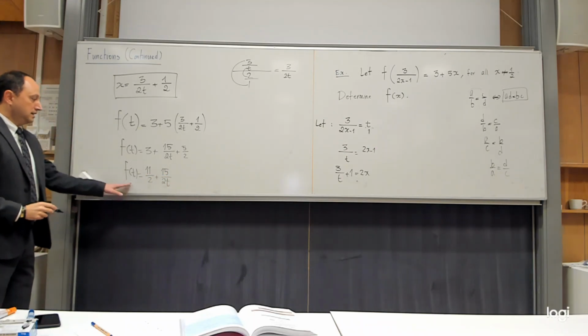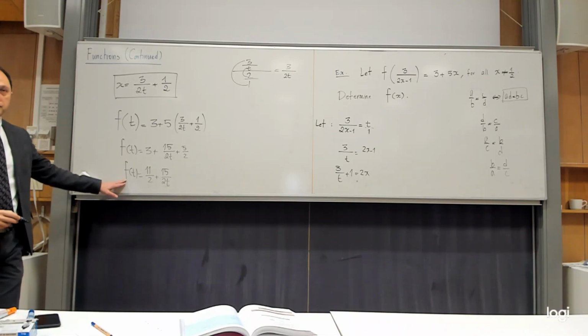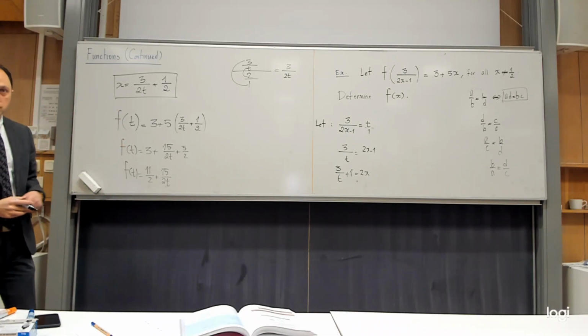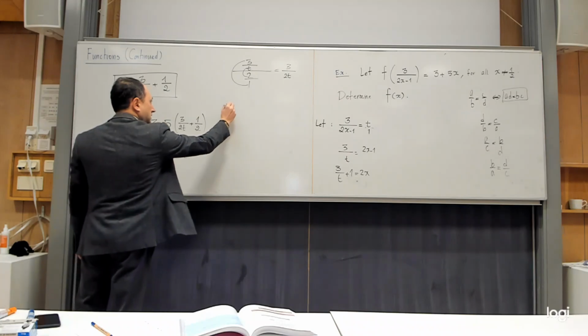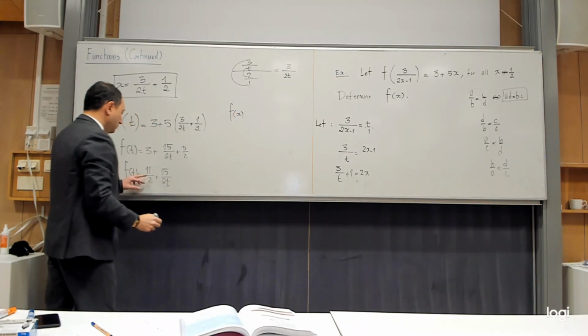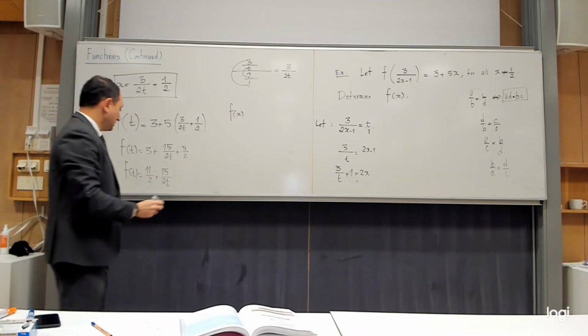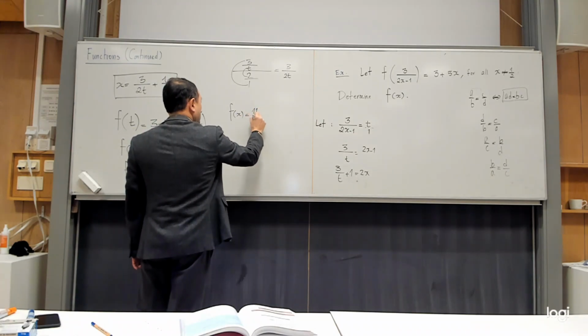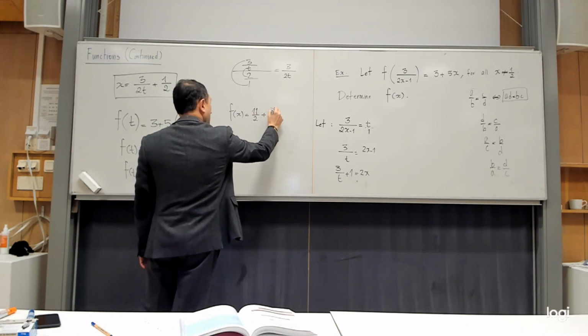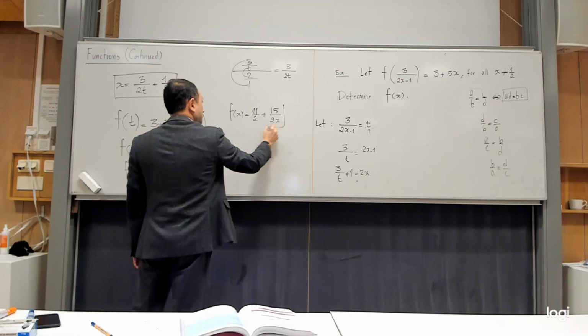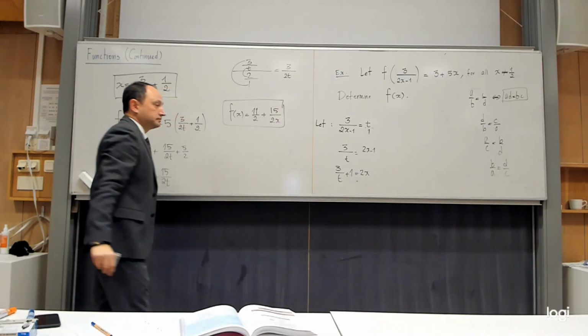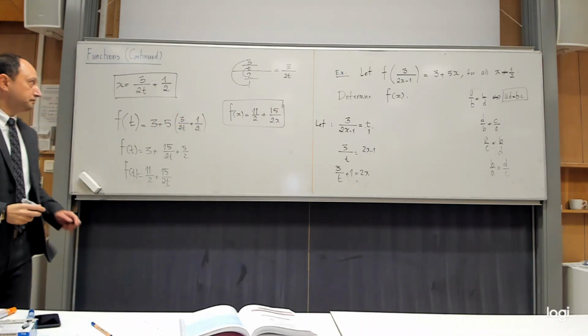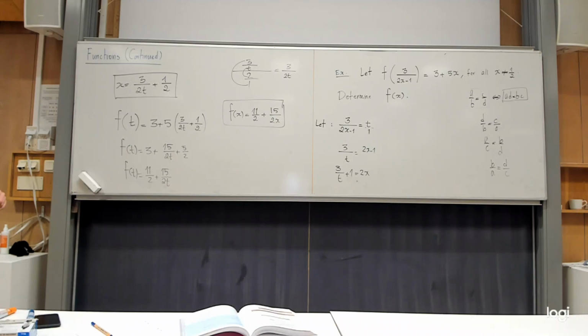Even though technically you can stop here, I prefer to go back and write f of x. So what is f of little x then? I replace t with x. So it becomes 11 over 2 plus 15 over 2x, that's it. Am I right?